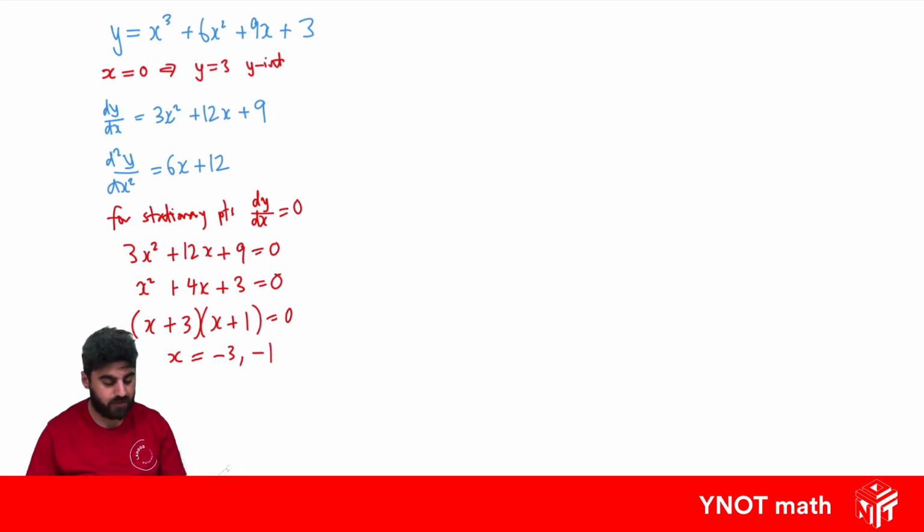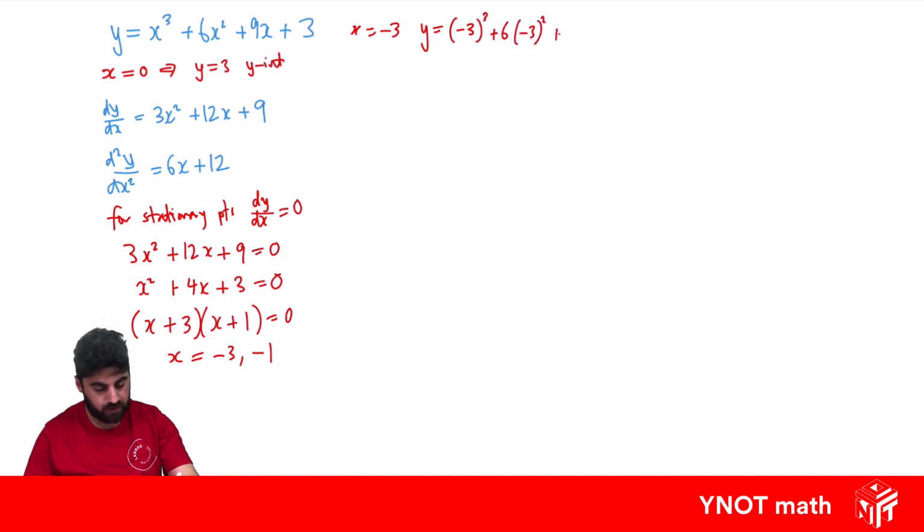So they're the x coordinates of our stationary points. We need the y coordinates. When x is minus 3, we're just going to sub into the original function. So we'll have y equals minus 3 cubed plus 6 times minus 3 squared plus 9 times minus 3 plus 3. Evaluating that gives us 3, and doing the same thing for x equals minus 1 is going to give us a y value of minus 1 as well.